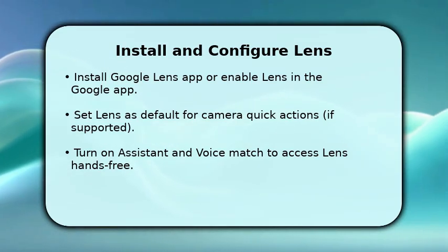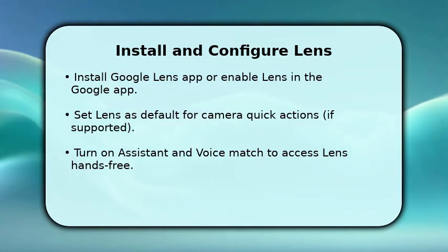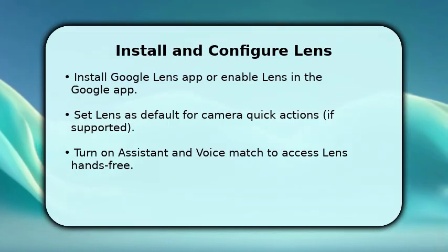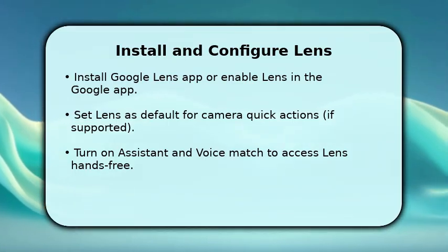Next, configure quick actions. In Camera Settings or Google App Shortcuts, assign Lens to the Camera button or long press Home for faster access. Also enable Google Assistant integration. This gives you voice-triggered Lens. These steps link Lens to system shortcuts.